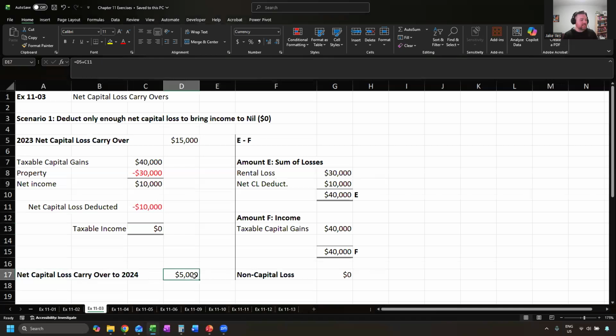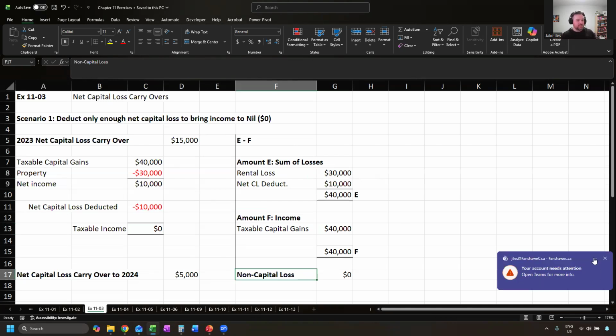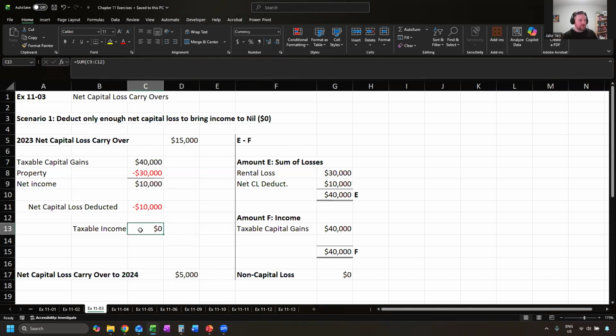Net capital loss still leaves 5,000 behind. Our losses were 30,000 plus the 10 of our capital loss we used, 40,000 total. Taxable capital gains were 40,000. We have no non-capital loss. So by just using enough to get our total income to zero, taxable income to zero, we still have net capital loss, no non-capital loss. But we have enough taxable capital gains, we could use the full 15.